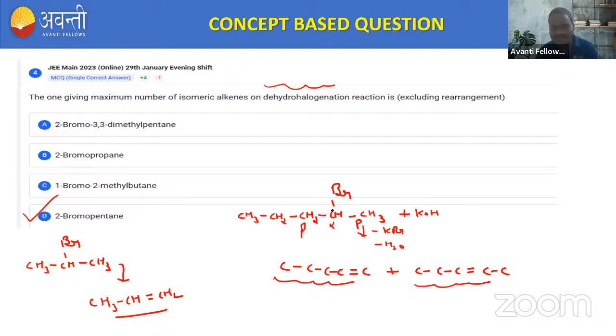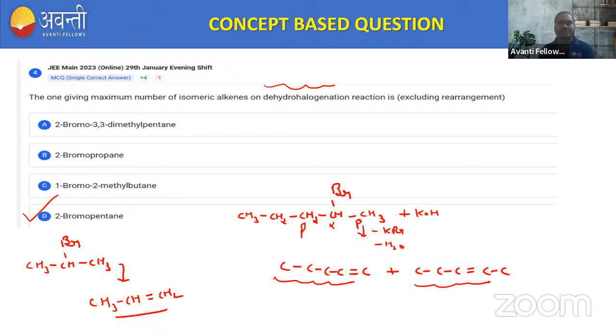So we'll get the maximum number of isomeric alkenes in the 2-bromopentane, whereas in all these three cases, that is 2-bromopropane and 1-bromo-2-methylbutane, we get only one type of alkene. So this is the correct answer, beta, because in this they are asking for the one giving the maximum number of isomeric alkenes. So which will give the maximum number of isomeric alkenes? That is 2-bromopentane. So 2-bromopentane will give the maximum number of isomeric alkenes on dehydrohalogenation reaction. Is this clear to everyone?